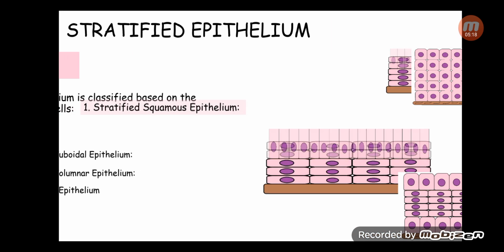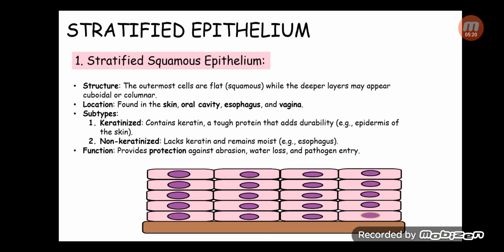The first we will start with is stratified squamous epithelium. Talking about the structure of it, its outermost layers are flat while the deeper layers may appear cuboidal or columnar. Talking about the location, it is found in skin, oral cavity, esophagus and vagina. It is further categorized into two types, keratinized stratified squamous epithelium and non-keratinized. Keratinized are the ones that contain keratin, that is a stuffed protein there and that adds durability. An example is the epidermis of skin.